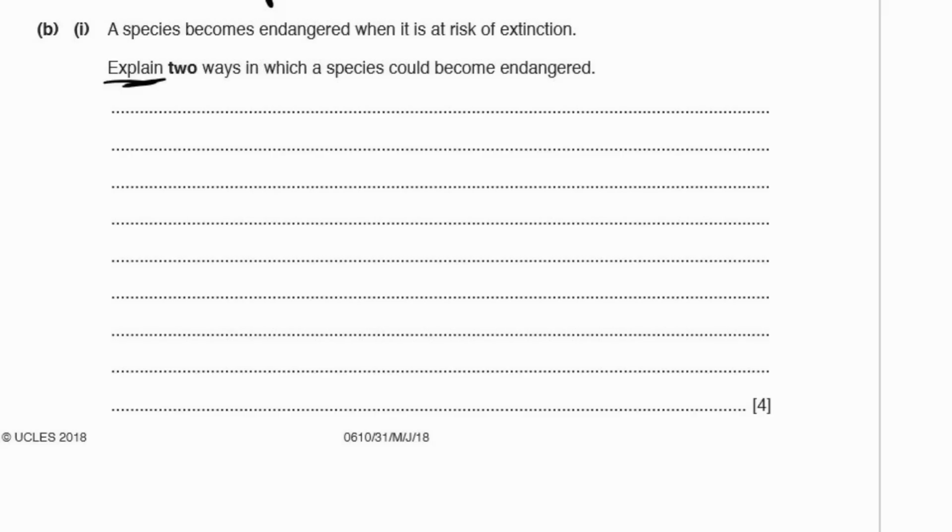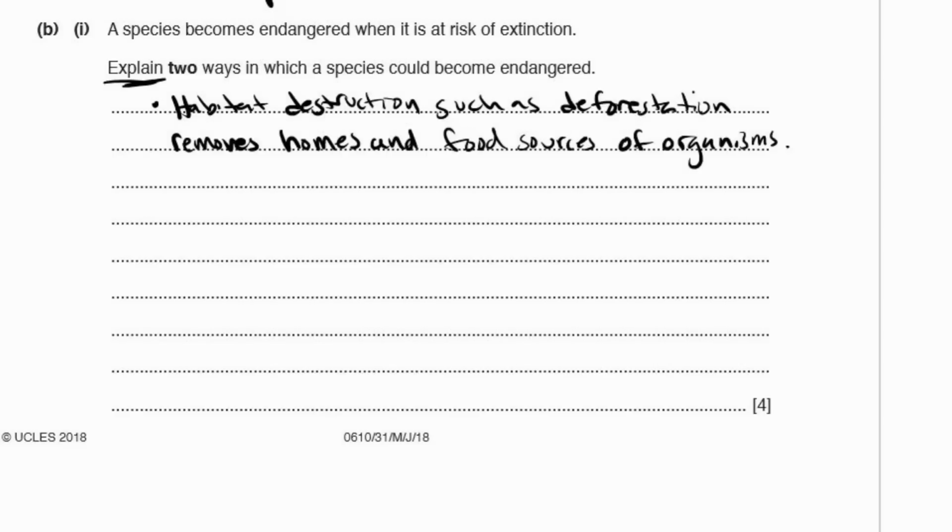Okay, so I'm going to say a bunch of different ways that they can become endangered as well. Okay, so first of all, they can become endangered from habitat destruction. So habitat destruction, such as deforestation, removes homes and the food sources of organisms. So I'd say habitat destruction or deforestation is the way, and then how does it make it become endangered? It removes the homes and the food sources.